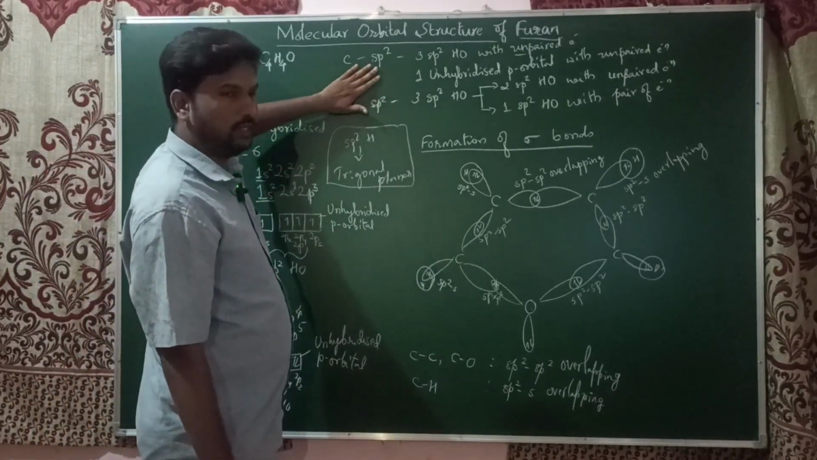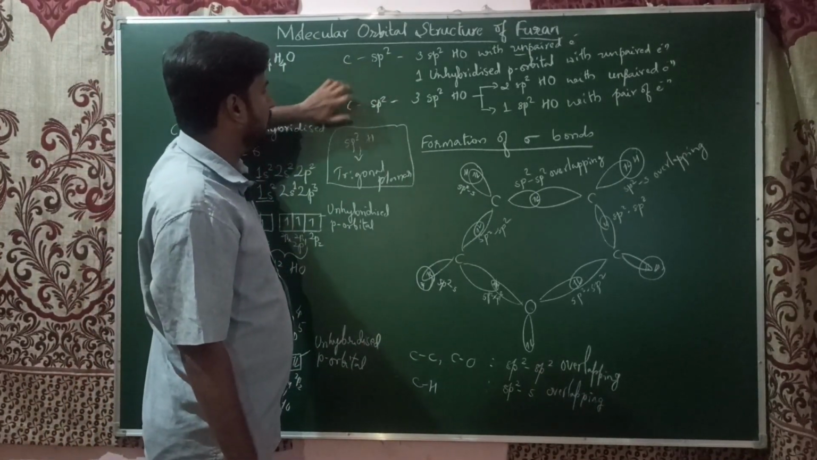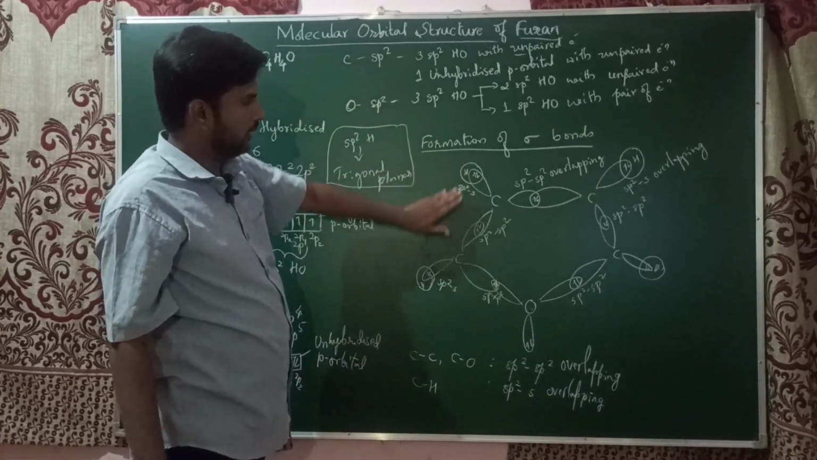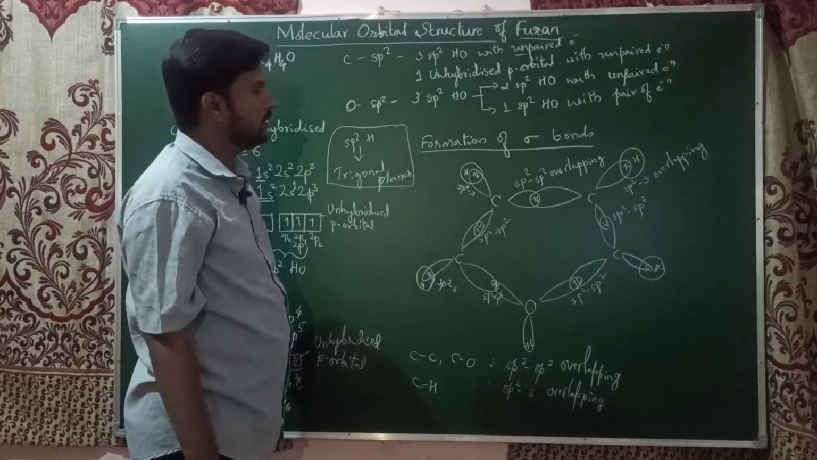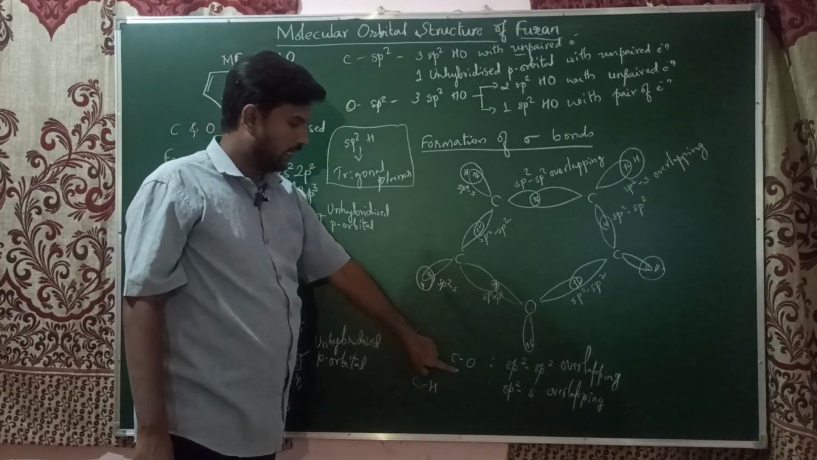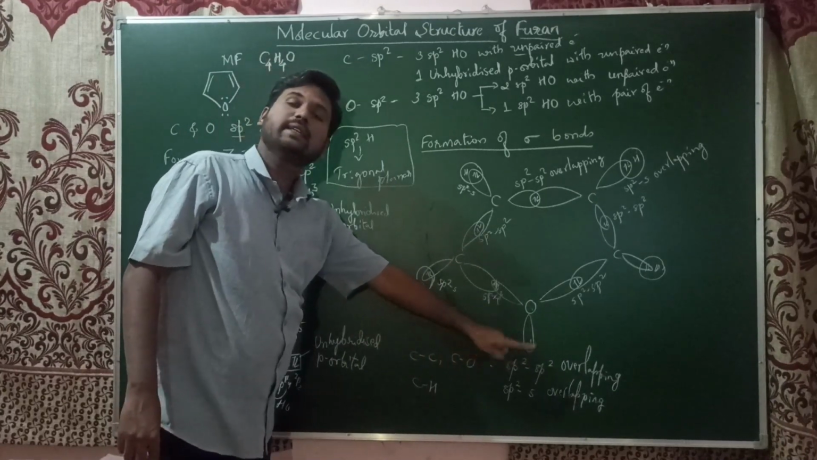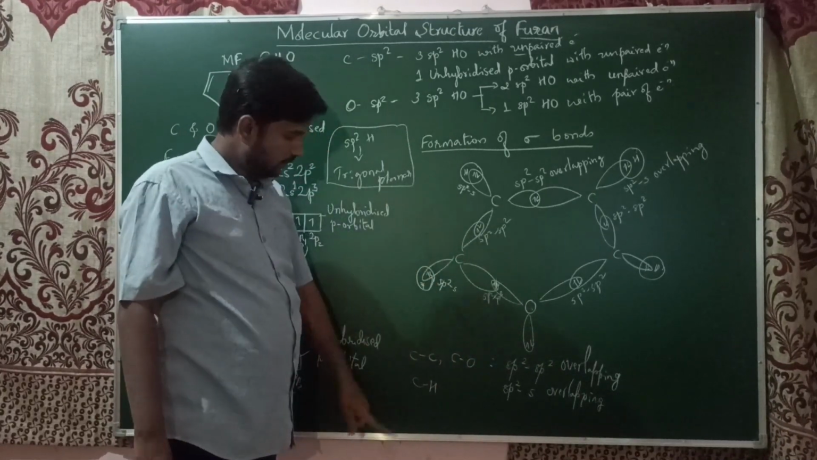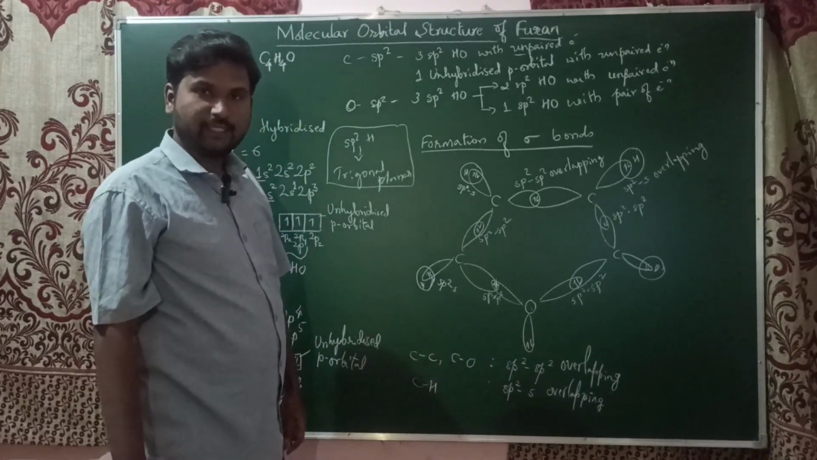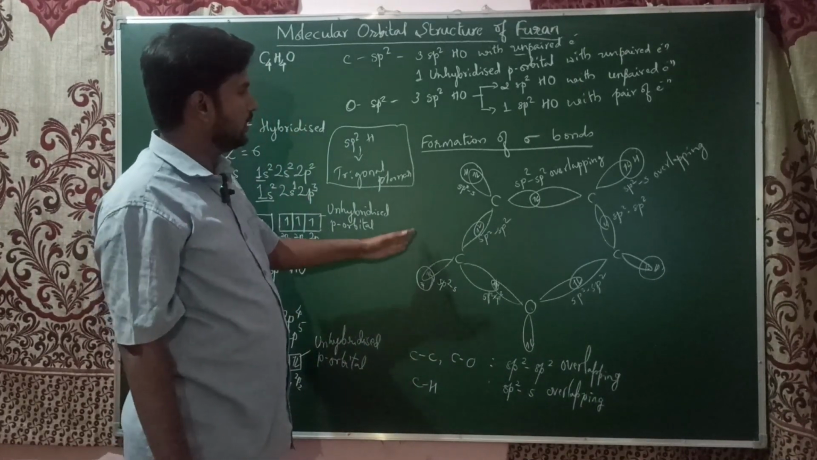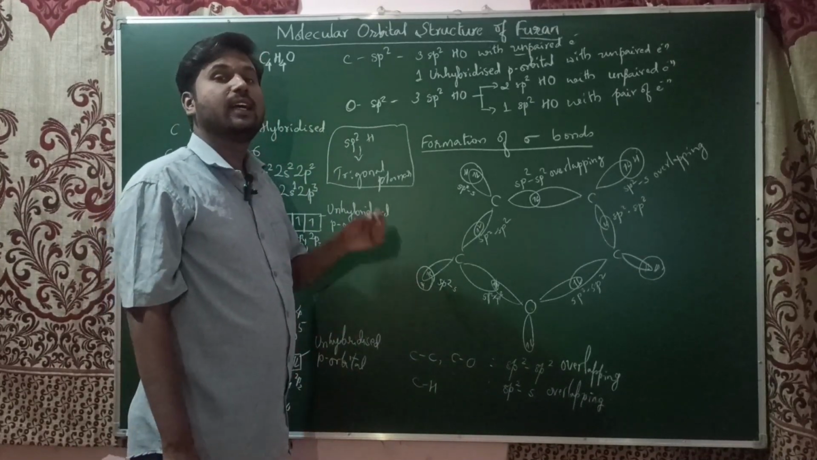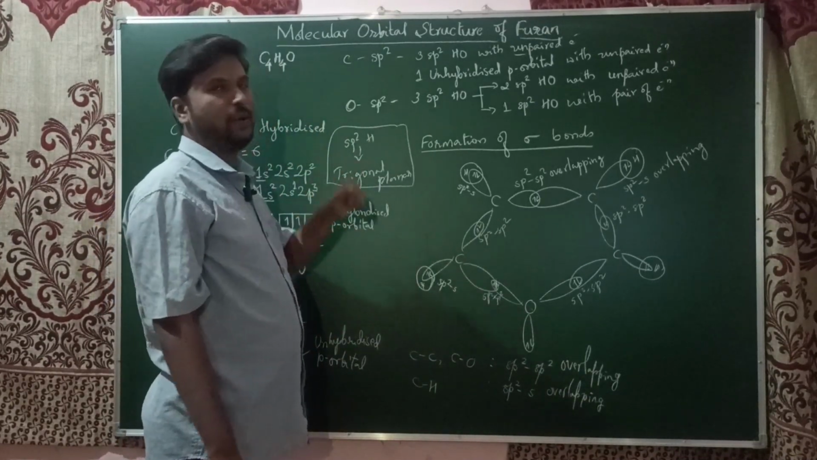Okay, the electronic status of carbon and hydrogens, sorry, this is for the oxygen atom. And here the formation of sigma bonds. Please remember, carbon-carbon sigma bond and carbon-oxygen sigma bond are formed by sp2 overlapping, and carbon-hydrogen sigma bond is formed by sp2-s overlapping. After this, we will now write the molecular orbital structure for the formation of pi bonds.